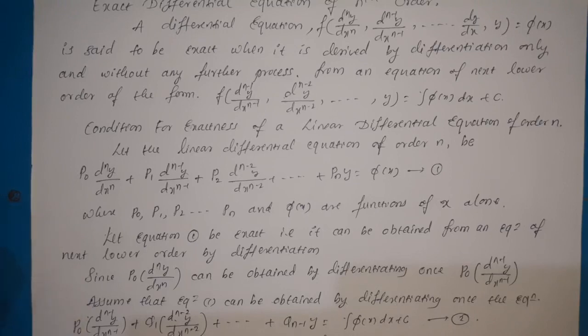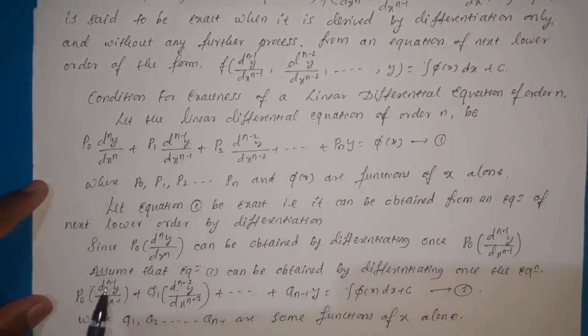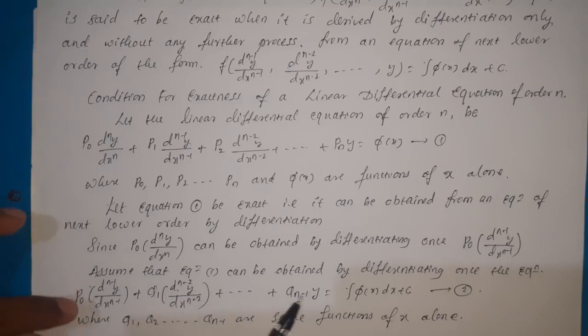So let us assume this equation 1 can be obtained from some other equation, which can be considered as p naught d power n minus 1 y by dx power n minus 1 plus q1 d power n minus 2 y by dx power n minus 2. We are not considering p1 here because it is q1, because while differentiating, the terms will get changed. So that's why here we are not considering p1, p2, p3, but the first term will not change, that will be p naught only. We will see how the terms get changed after differentiation.